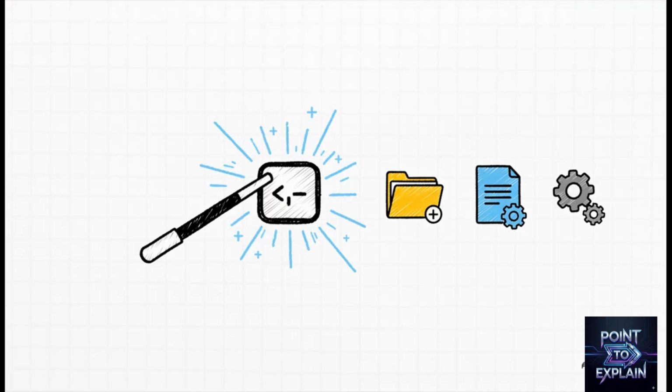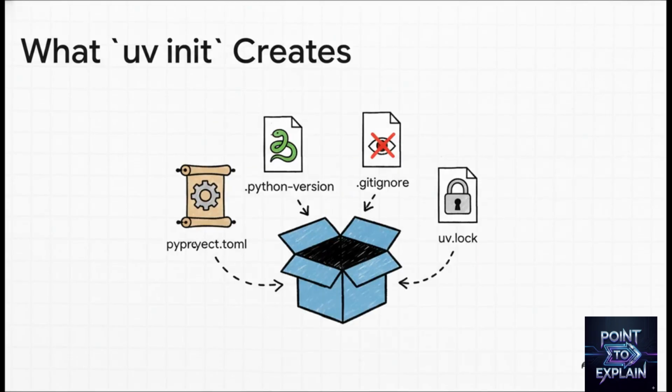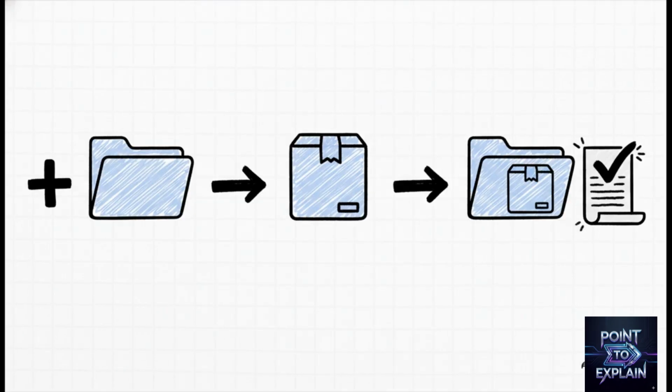Forget all those manual setup steps. Starting a new project is now one single, intuitive command. You just tell UV to initialize a project, and it takes care of everything for you. And with just that one command, you get a complete, modern project structure right out of the box. You get a pyproject.toml file, which you can just think of as Python's version of package.json, and you get a UV lock file, which makes sure your builds are always reproducible. It's beautiful.